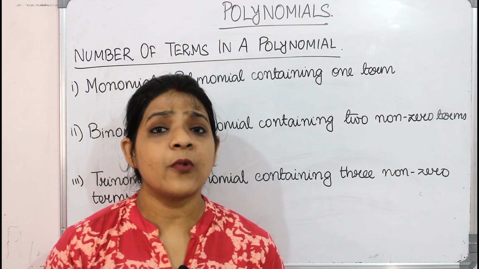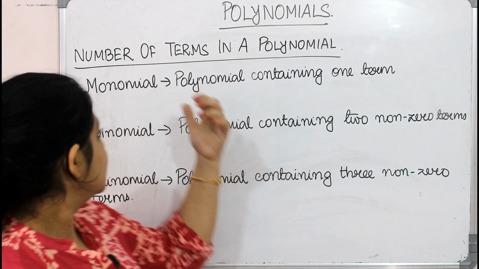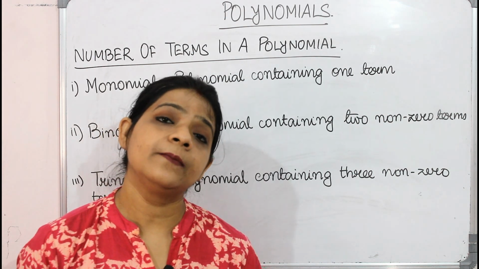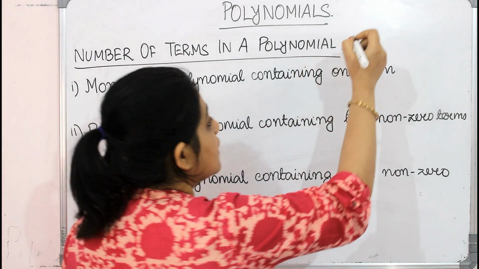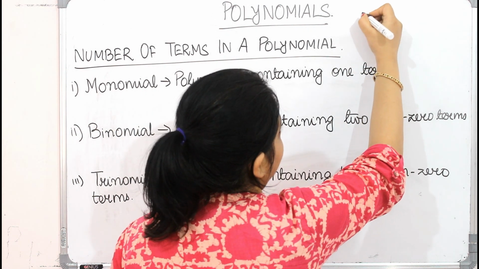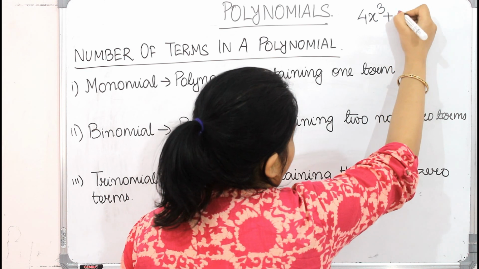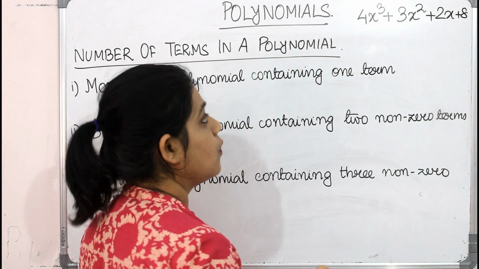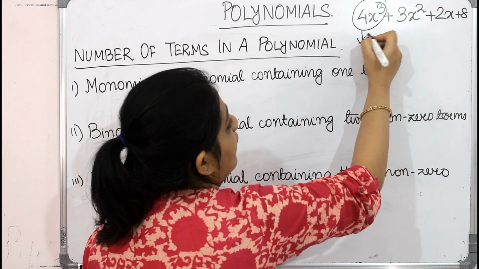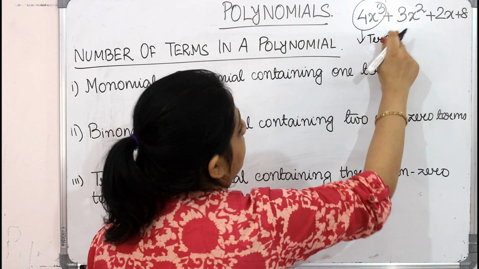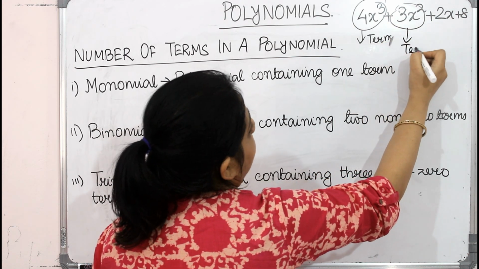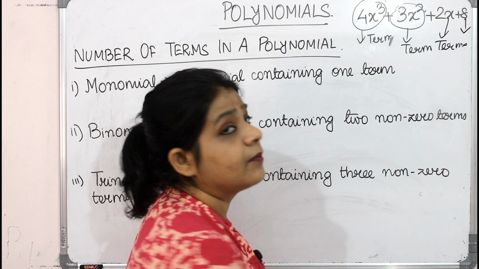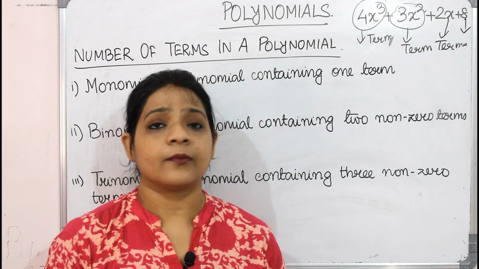The next topic is the number of terms in a polynomial. First is the monomial, a polynomial containing one term. So what do we mean by the terms of a polynomial? Suppose an expression of a polynomial is given: 4x cube plus 3x square plus 2x plus 8. Each of these parts is called a term. Each part having a constant coefficient and a variable, or a constant, is called a term of a polynomial.